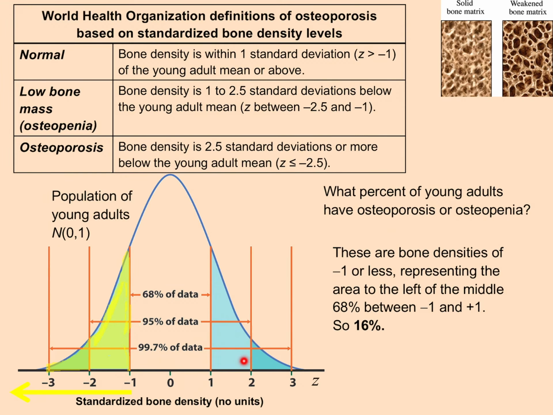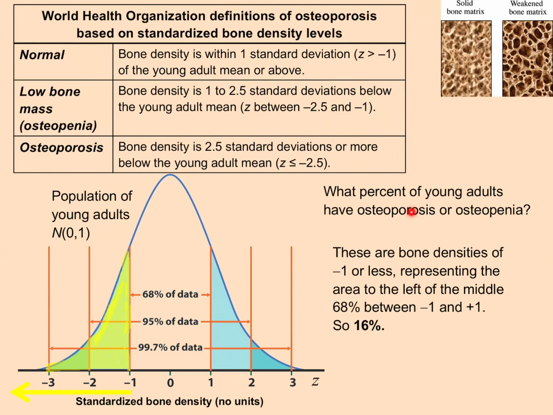Half of 32% is here, 16%. The other half of 32%, 16%, is here. So this area then represents 16%, right? If this is 68%, the two tails in blue and green here must be 32%. We want the area of one tail, so it must be 16%. 32 divided by 2 is 16%.